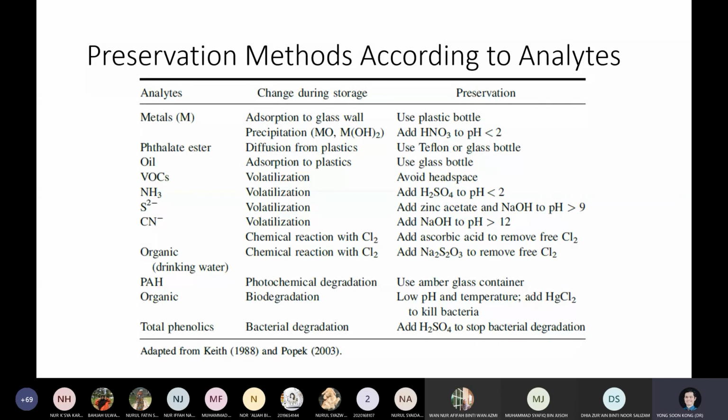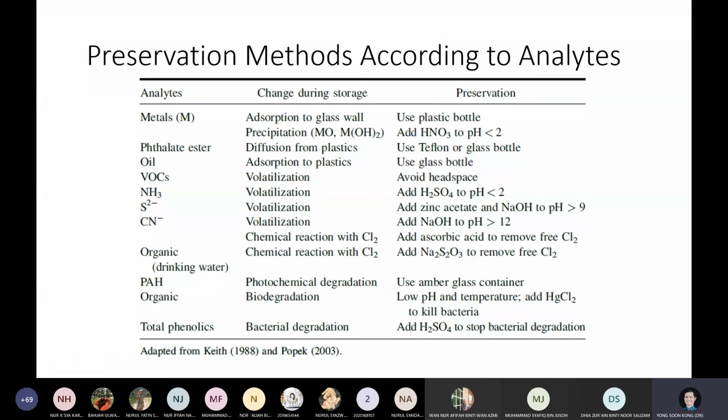Okay, now for your information, headspace is the air between the surface of your liquid sample and the top of your cap. So once you have collected water samples, kan, there are some parts where it is not filled with water, kan, that air, that space is called headspace. Okay, now why do we want to avoid this headspace?